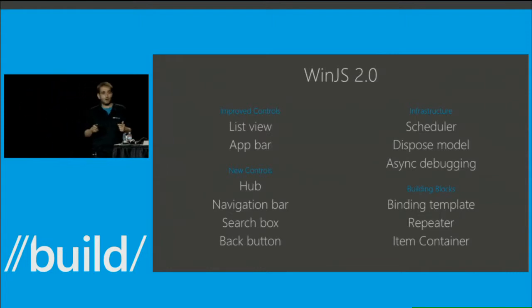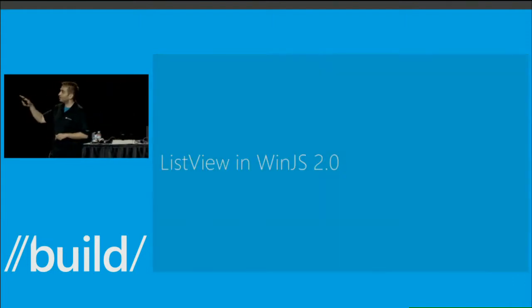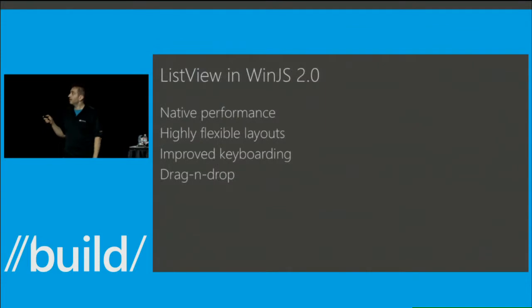So I hope you guys had your coffee today, as I did, because there's going to be a whirlwind of stuff to talk about. So list view in WinJS 2.0, it's got native performance, and I'm going to show you what I mean by that. It's highly flexible layouts. We've improved the keyboarding, and now there's drag and drop and a really great implementation of it. Let's take a look at that.